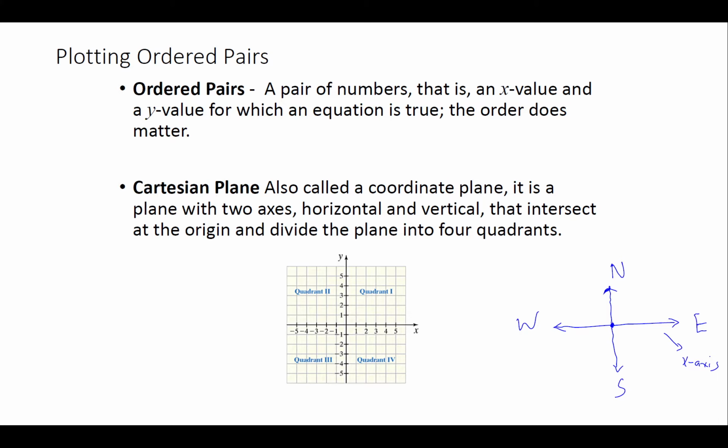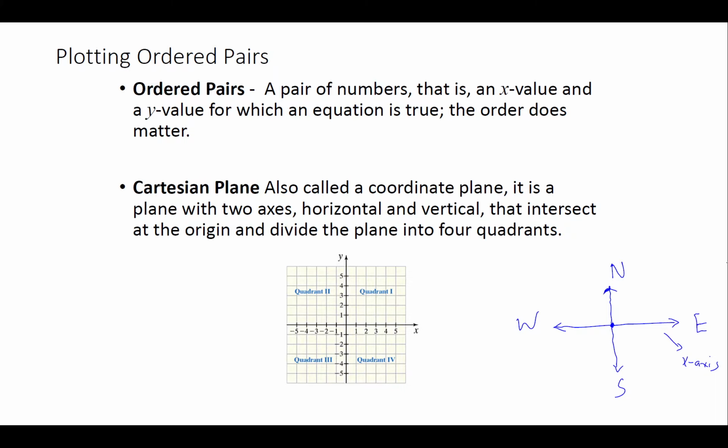In the real number system, we have two kinds of numbers, positive and negative. From this point, if you go to the right on the horizontal line, that's a positive x value. If you go to the left, that's a negative x value. If you go up, that's a positive y value, and if you go down, that's a negative y value.